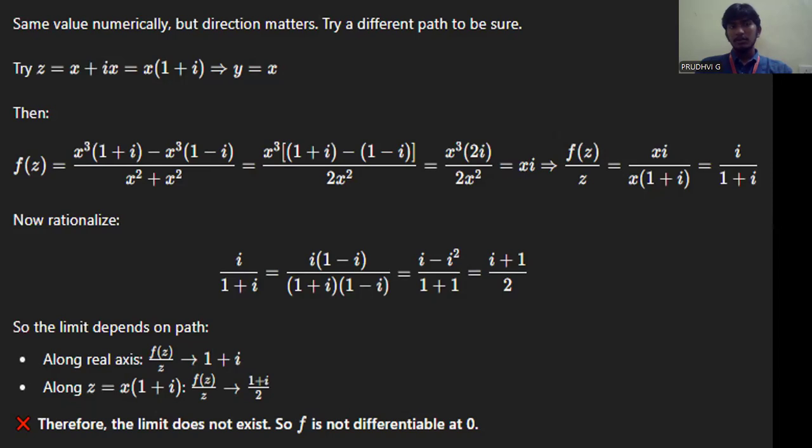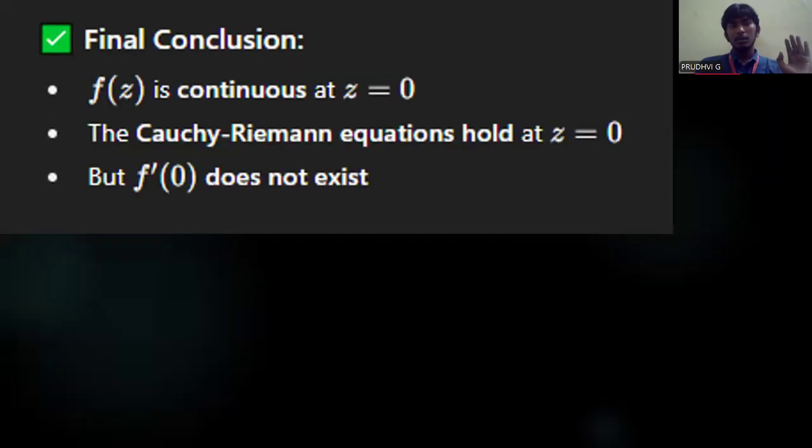Just substitute them, and by using rationalization, we rationalize them. So along the real axis it's 1 plus i, along z it is 1 plus iota by 2. Therefore, the limit does not exist. f is not differentiable at 0. The final conclusion is f of z is continuous at z equals 0, and the Cauchy-Riemann equations hold at z equals 0. And the final result is f dash of 0 does not exist.